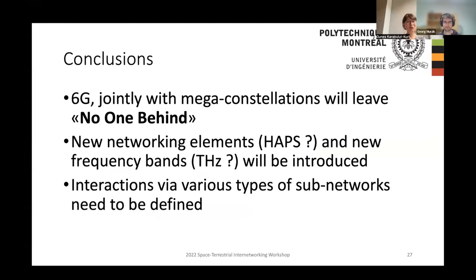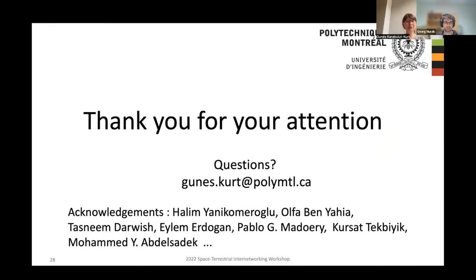So to conclude, the next generation communication systems, including 6G, will aim to leave no one behind. And there will be new networking elements and new frequency bands, and interactions via various types of subnetworks need to be defined. And although the problem is difficult, the promise is ubiquitous connectivity. So it's worth all this work.